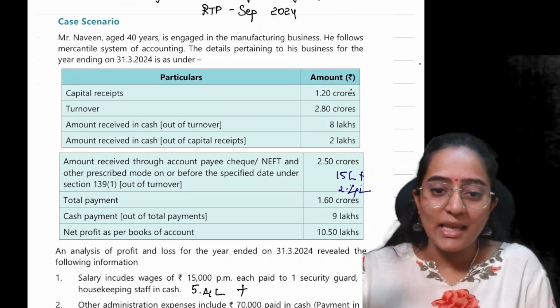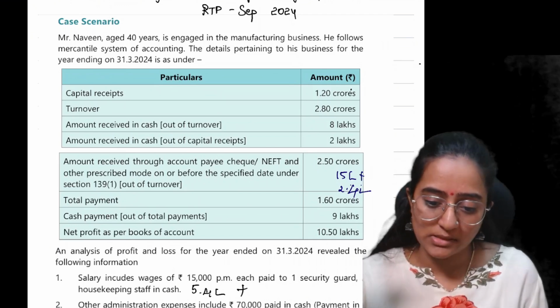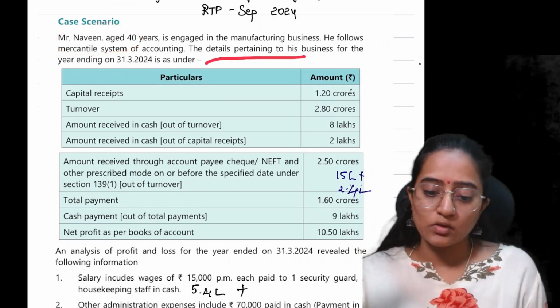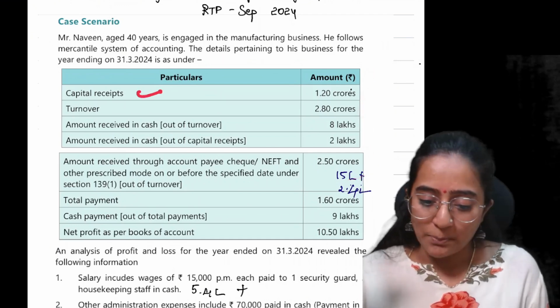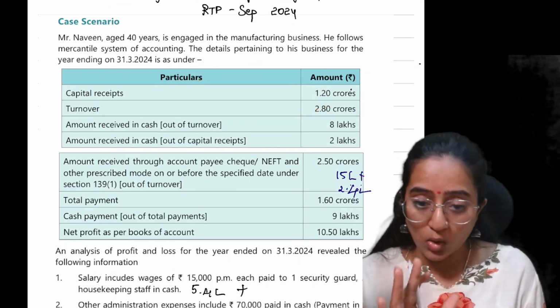Mr. Naveen, aged 40 years, is engaged in manufacturing business. He follows the mercantile system of accounting. The details pertaining to his business are given. Capital receipt information is given. Turnover information is given: 2.8 crores.